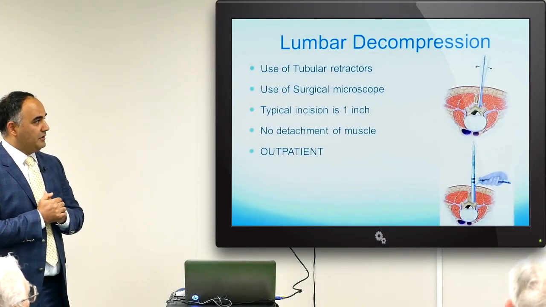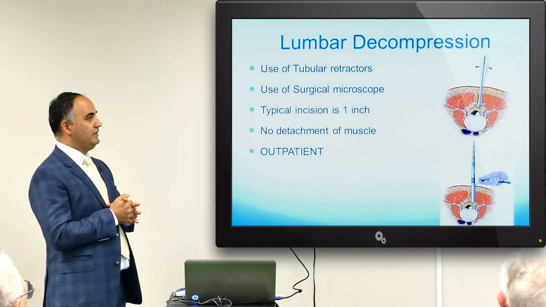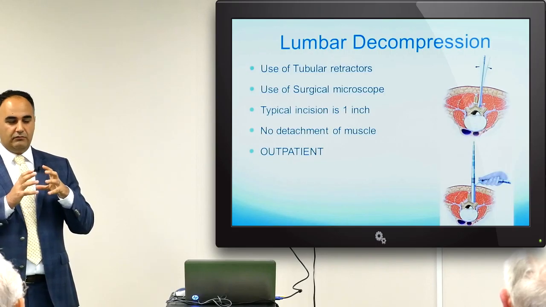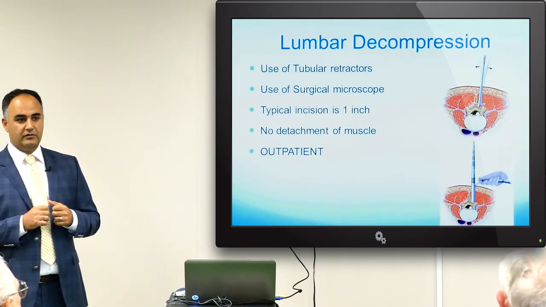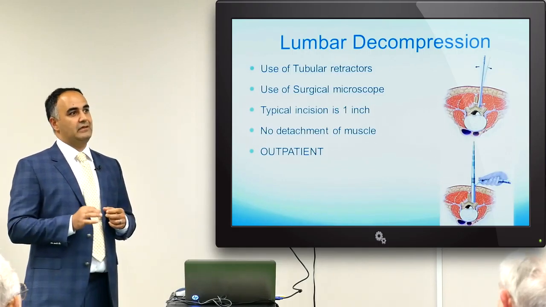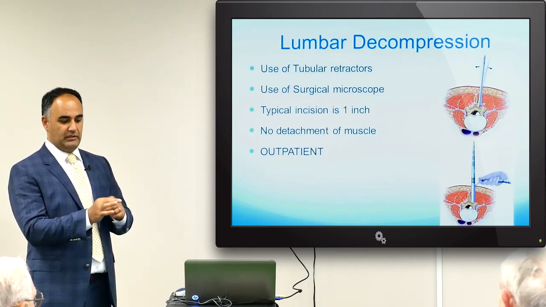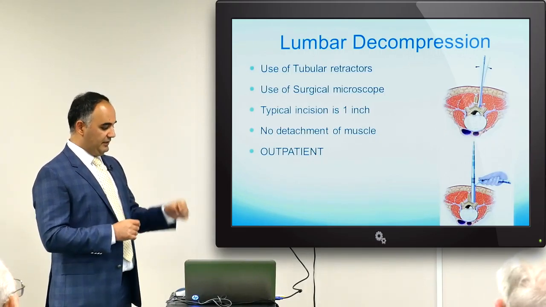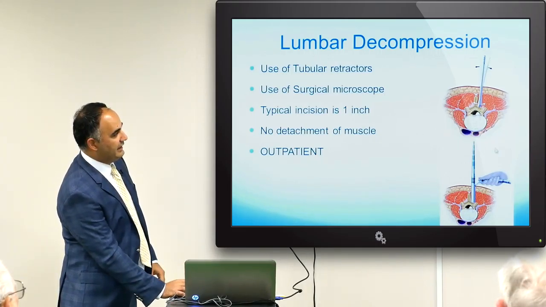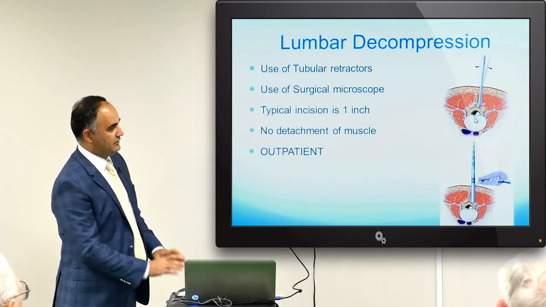So with lumbar decompression, let's talk about some of these procedures. Lumbar decompression is where I'm going to go in and relieve the pressure off the nerves, and I use what's called a tubular retractor. So there are little tubes that are about 2 millimeters or 1 inch in diameter. And I use a surgical microscope, and we bring that tube down and we place it right where we need to on the spine, and we focus on just what we need to focus on.